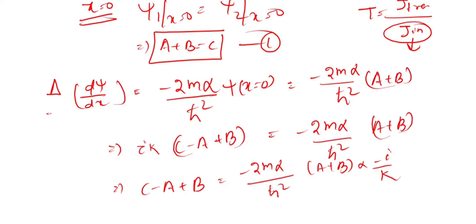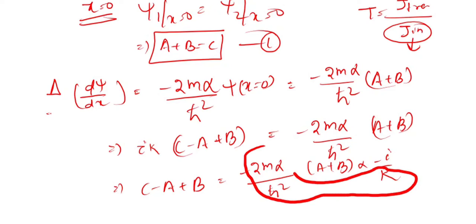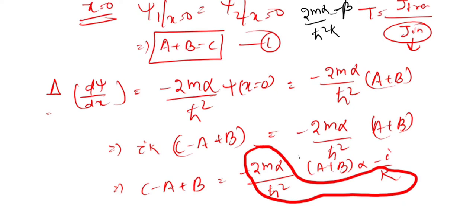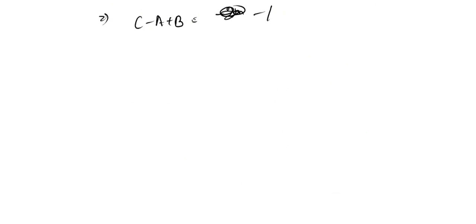So let this quantity, 2mα/ħ² into k, as a constant, and denote this as some beta. Then our difference, or the condition, is straightforward. Here we got c minus a plus b, which is equal to minus beta into (a plus b) into iota. So this thing we got.